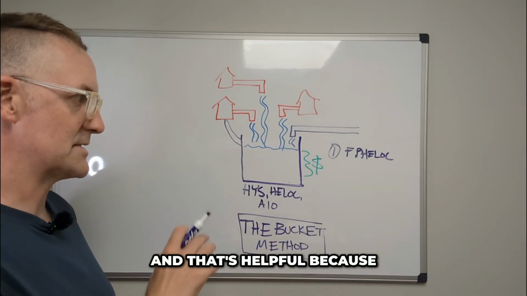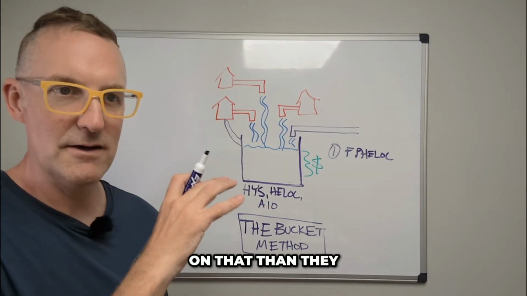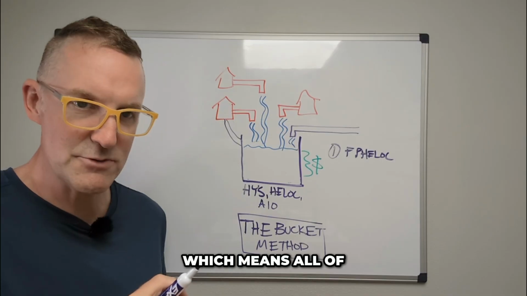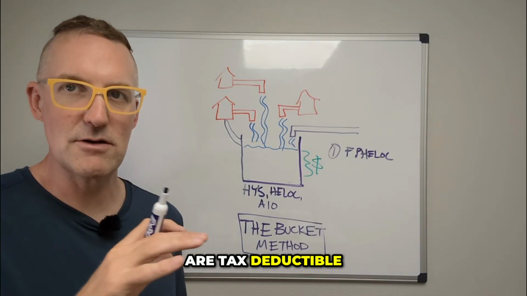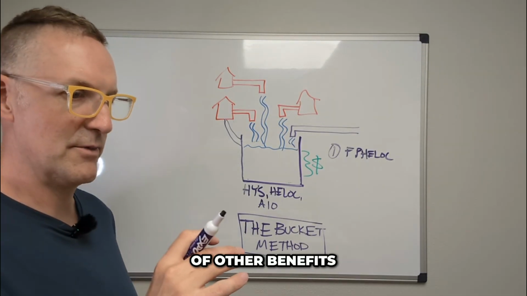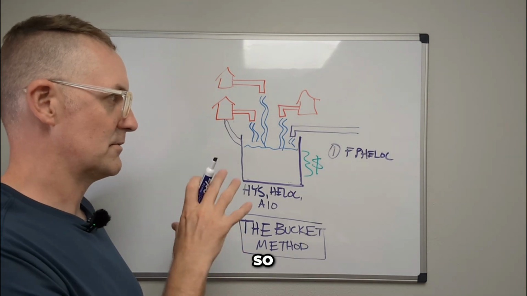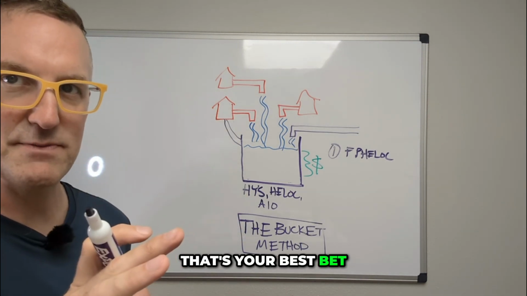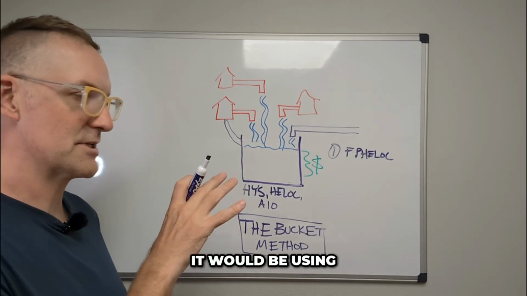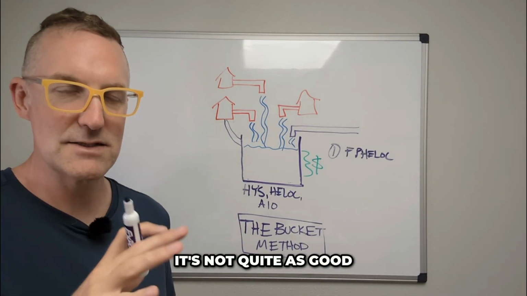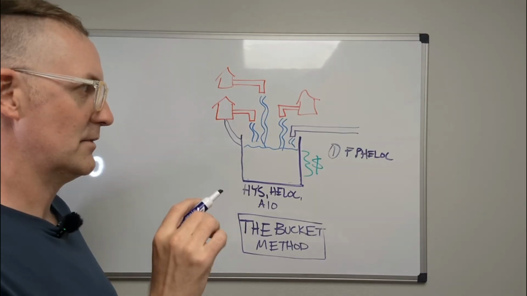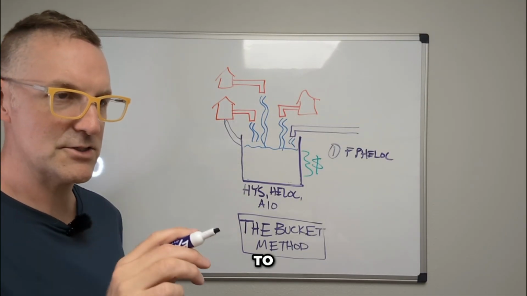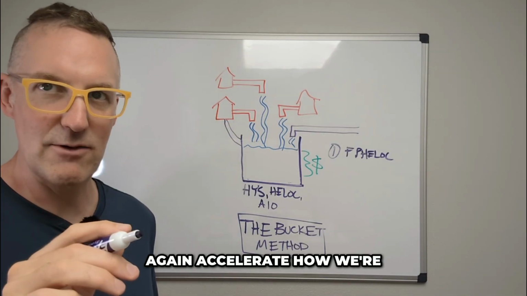And that's helpful because the interest rates are a little bit higher on that than they are in a high yield savings account. It's attached to a property, which means all of your interest payments are tax deductible. There are a lot of other benefits. So if you can structure things by utilizing a first position HELOC, that's your best bet. Second way to do it would be using a normal HELOC. It's not quite as good, but I'll show you how we can use that all-in-one or HELOC a little bit to, again, accelerate how we're building this wealth.